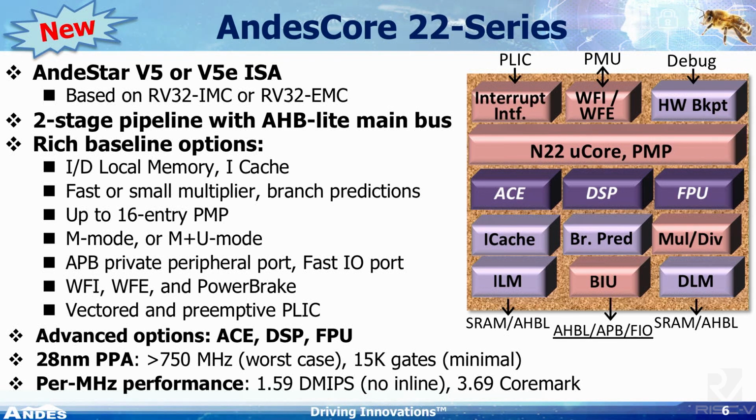And the smallest configuration is about 15K gates. And per megahertz performance is also very impressive. Almost 1.6 DMIPS per megahertz, no inlining, that's the ground rule, and almost 1.7 CoreMark per megahertz. So that's our offering for baseline. We definitely continue to develop more baseline, but today's main topic is to talk about ACE. So what is ACE all about?